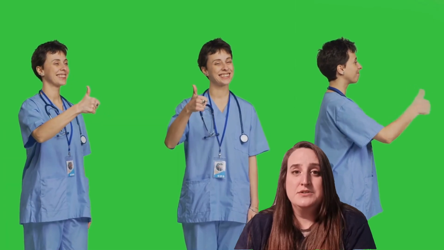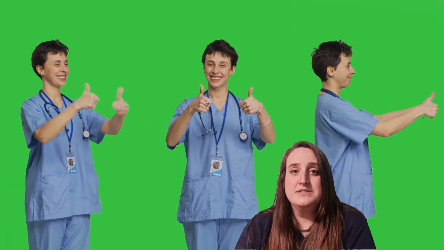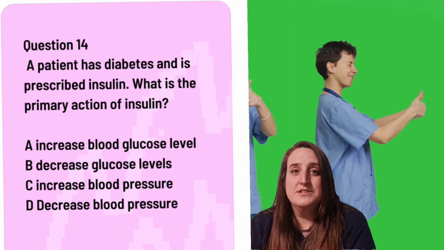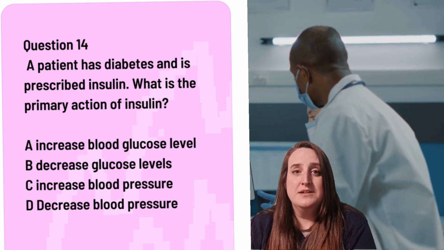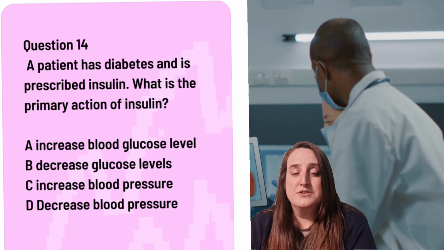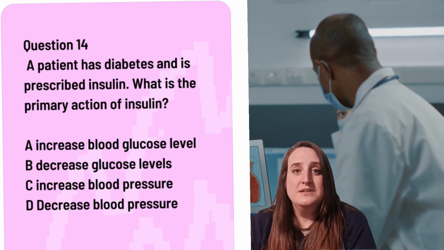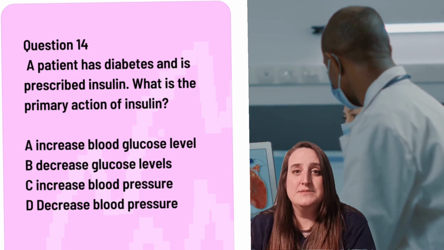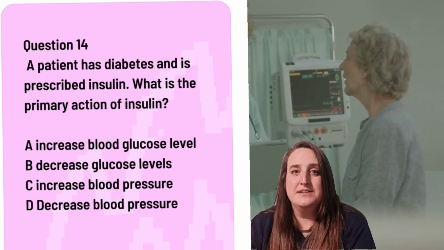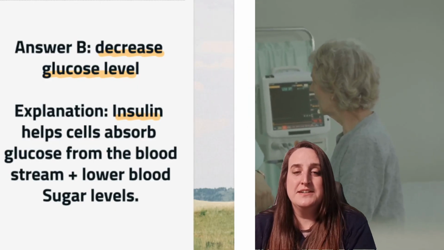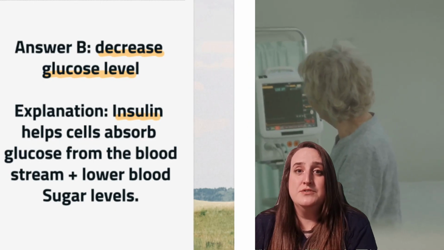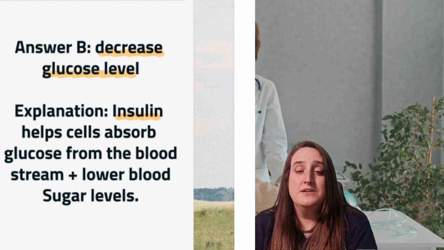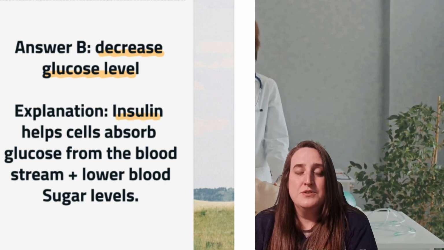Question 14. A patient has diabetes and is prescribed insulin. What is the primary action of insulin? A, increase blood glucose levels. B, decrease blood glucose levels. C, increase blood pressure. D, decrease blood pressure. B, decrease blood glucose levels. Insulin helps cells absorb glucose from the bloodstream, lowering blood sugar levels.